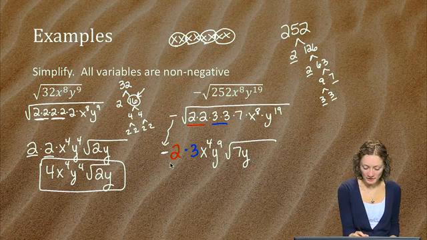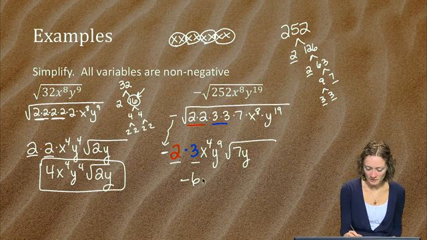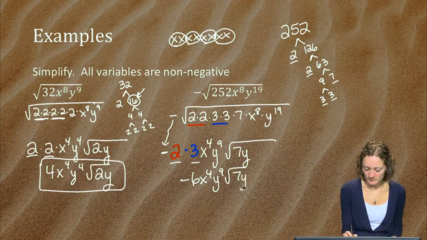And the only thing we can do to clean this up is actually multiply 2 times 3, the items that came out. X to the 4th, y to the 9th, square root of 7y.